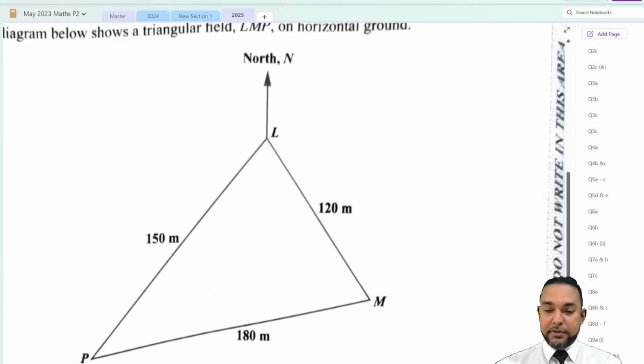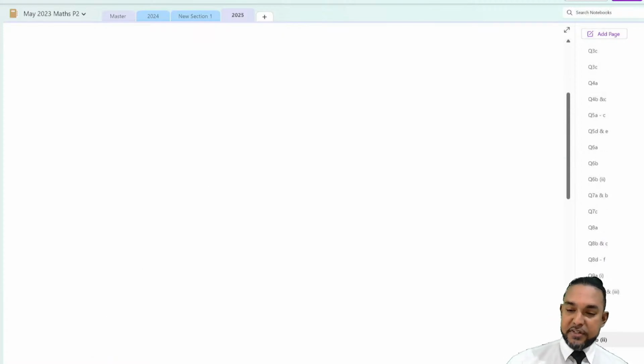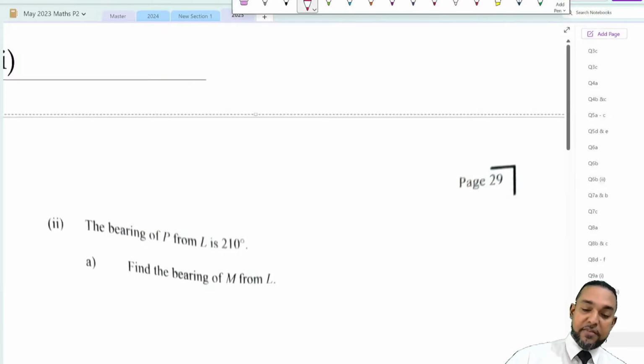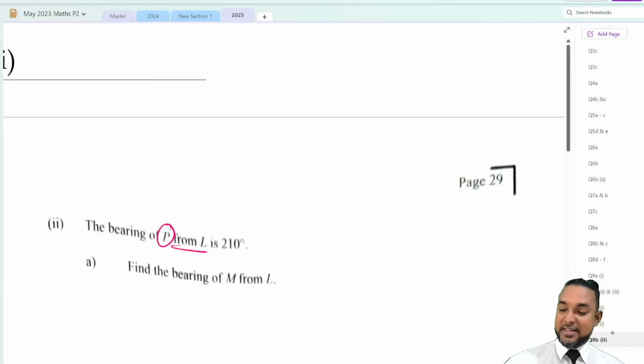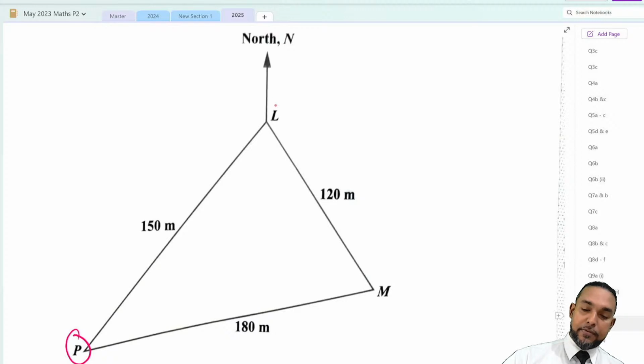With bearings, when they give us the bearing of one point from another, the bearing of P from L is 210, so we have to start at L. What is the bearing? The bearing is the clockwise angle starting from the north line at the starting point until it reaches the line connecting the 2 points. So it is the bearing of P from L. This is the line connecting P and L. L is the start point.